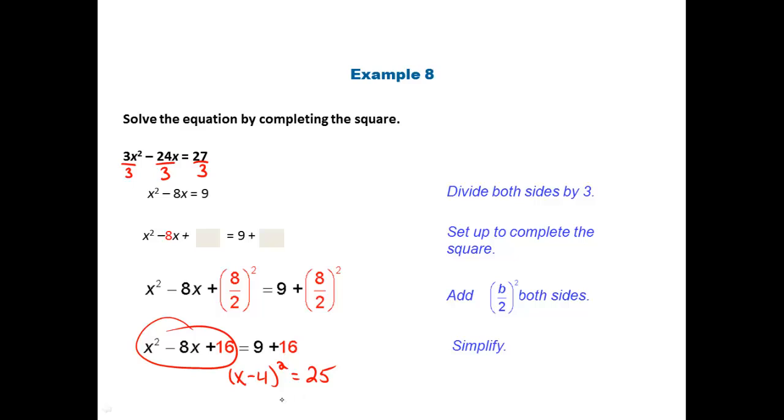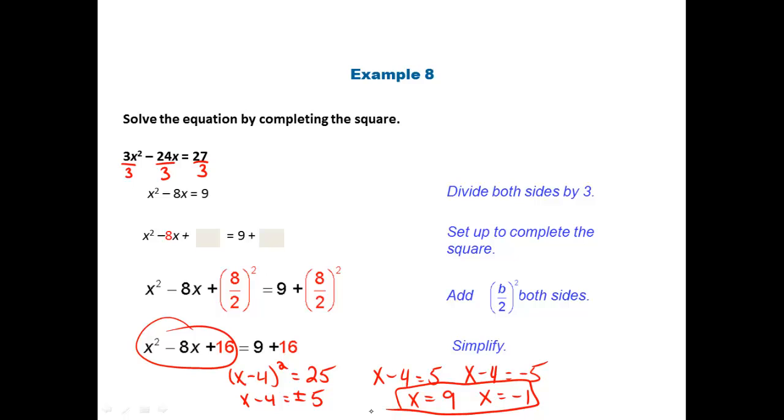Square root both sides, plus or minus. The square root of 25 is 5. So now we have x minus 4 equals 5, x minus 4 equals negative 5, x equals 9, or x equals negative 1. And now we're done.